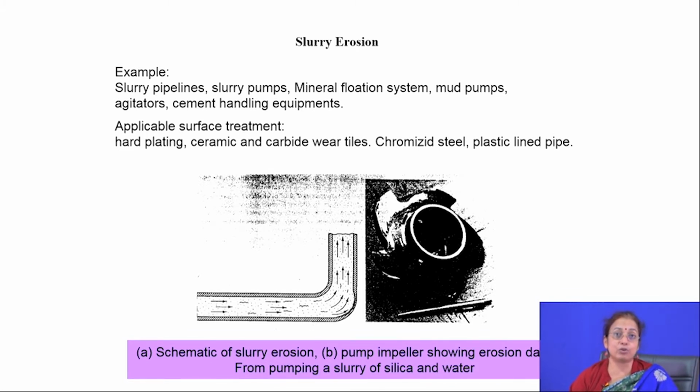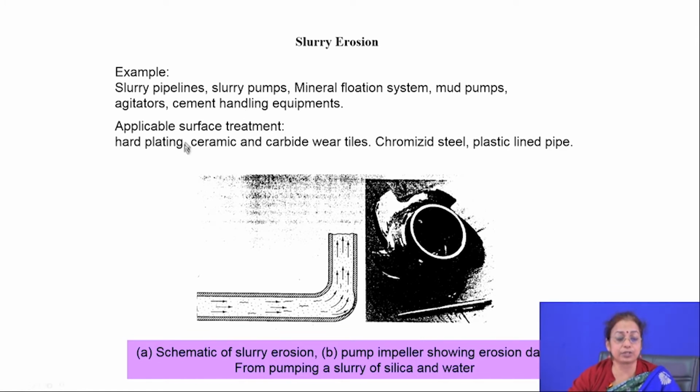So, when the slurry flows through the pipeline, especially this kind of wear occurs in pipelines. Whenever the slurry flows, naturally those solid particles interact or impinge over the surface of the typical pipe or solid component to a large extent, and they cause failure of the material by mechanical interaction. So, slurry erosion usually occurs in pipelines, pumps, mineral flotation systems, mud pumps, agitators, cement handling equipment. In those equipments, slurry erosion is a commonly observed kind of wear.